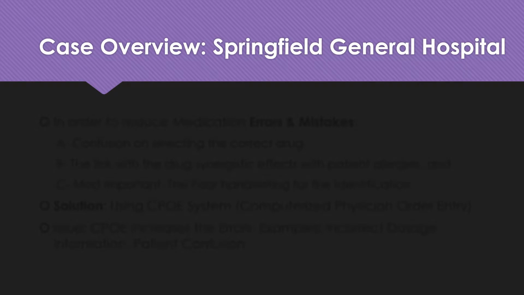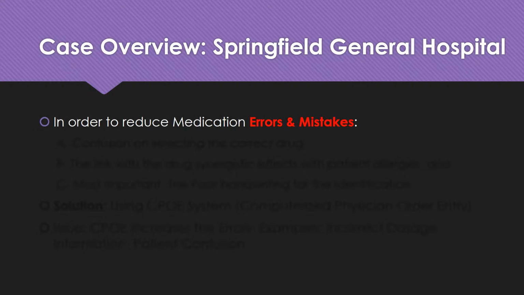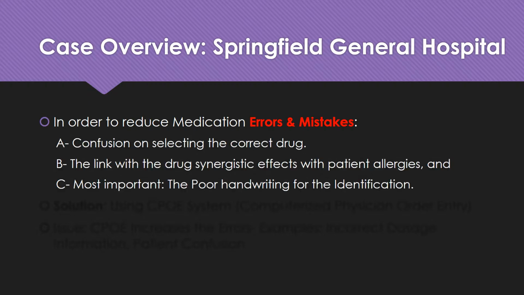So, first of all, what is our case? What is happening in our hospital, Springfield General Hospital? So, back in history, in order to reduce the medication errors and mistakes, which are caused and can be exemplified like incorrect selecting of drugs, or the link between the drug synergetic effects with the patient allergies, as well as the poor handwriting for identification.